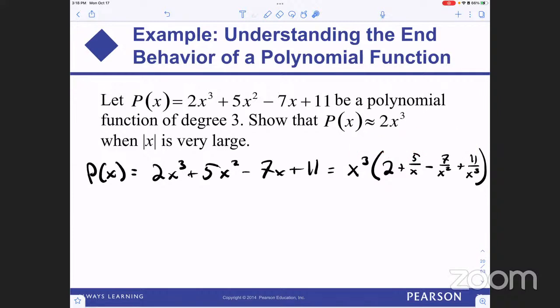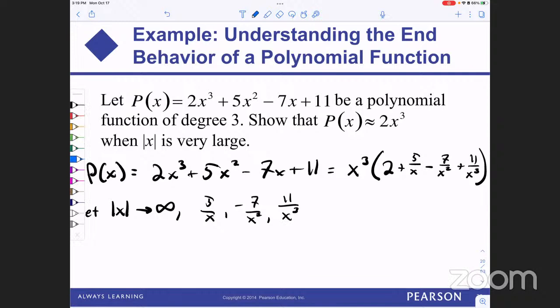So then we want to consider letting the absolute value of x go to infinity. As the absolute value of x goes to infinity, this 5 over x, this negative 7 over x squared, and this 11 over x cubed get closer and closer to 0. As that denominator gets bigger and bigger and the numerator is fixed, it's not changing, those fractions get smaller and smaller the further the absolute value of x goes toward infinity, right?